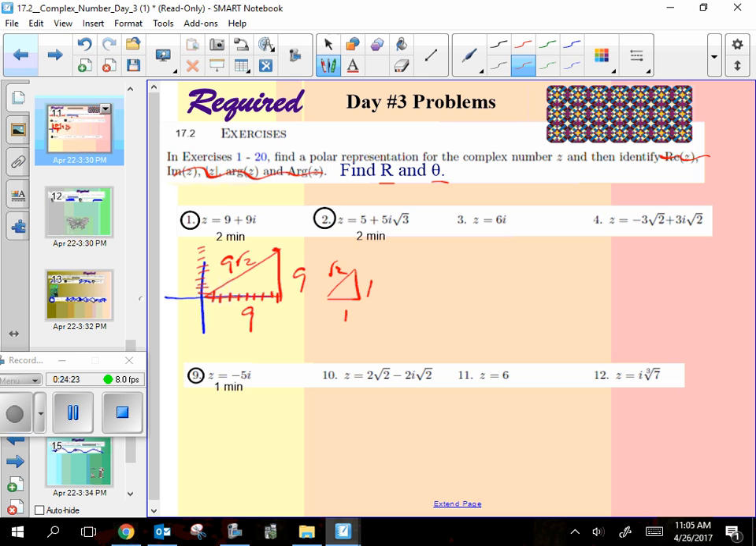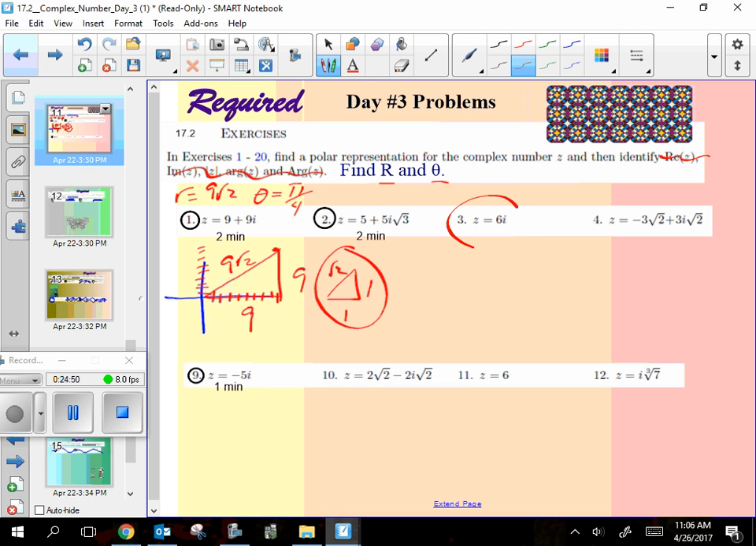9 root 2. Good. Okay, that's my r. And then what's my theta? Because it's this little helper triangle, I know which angle it is. Which angle is it? Pi over 4. So r equals 9 root 2, and my theta equals pi over 4, also known as 45 degrees. Okay? All right.